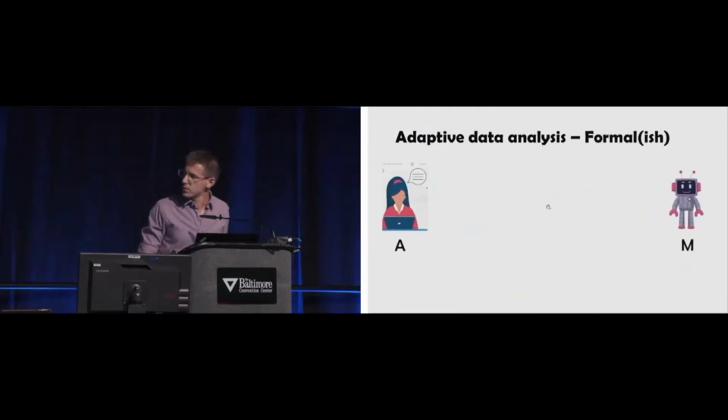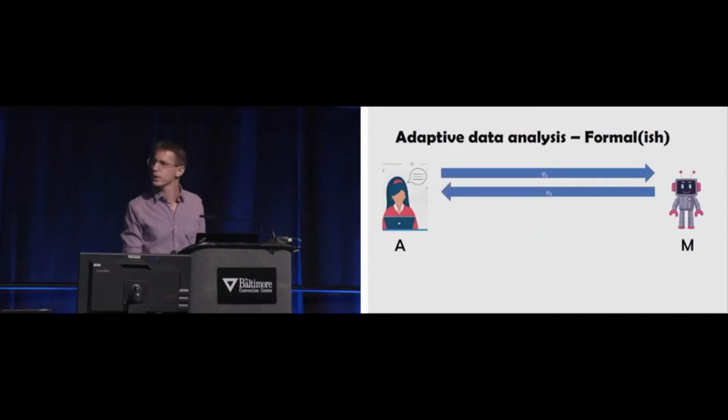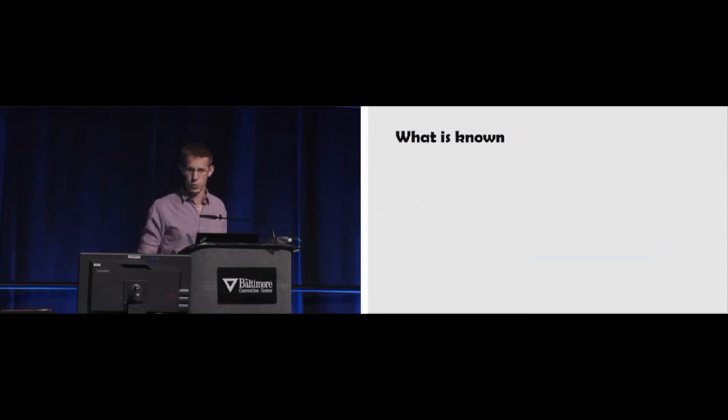To tackle this problem, we first formalize it as a game between two participants. The first one is the analyst, and the second one is a mechanism, which is the one holding the data. The analyst sends queries to the mechanism, which then sends back answers. The analyst gets the answers, and using this answer, provides a second query, and the mechanism sends back an answer, and so on and so forth. The goal of the mechanism is, of course, to be as accurate as possible, and in order to model a worst-case scenario, we treat the analyst as one trying to overfit, or in other words, to send queries which will make the mechanism perform poorly.